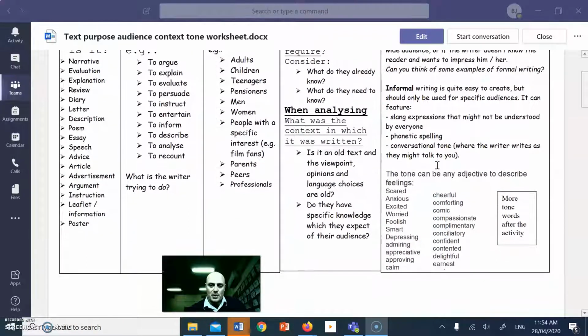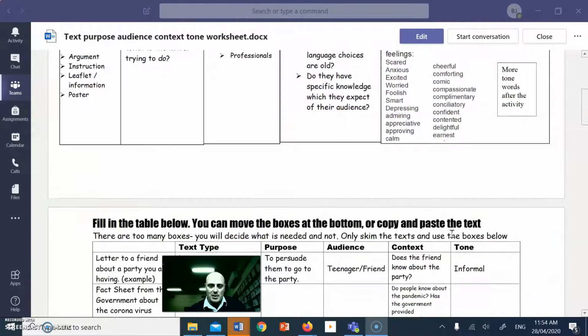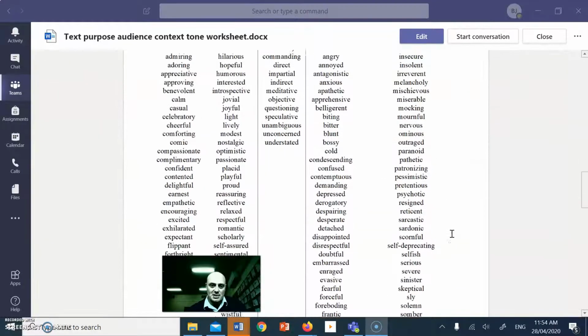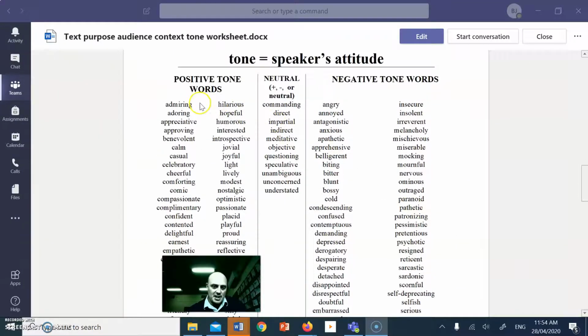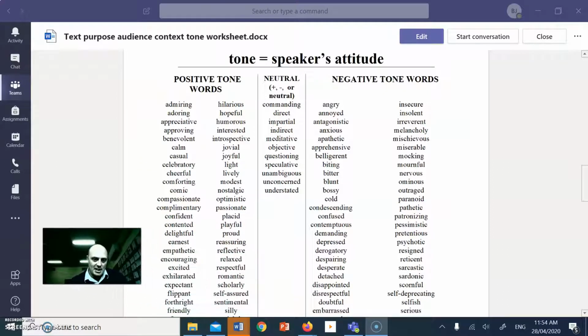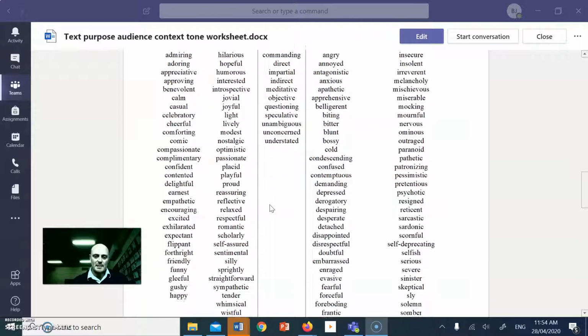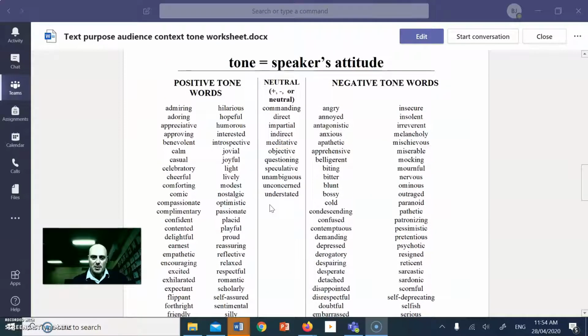Now, tone can also describe how the piece feels. Okay, does the writer sound scared or anxious about it? Okay, are they trying to make us scared or anxious about it? Or do they sound appreciative, cheerful, comforting, compassionate? Okay, we've got a million different ways to describe positive tone. Do they sound adoring, admiring? Do they sound relaxed? Do they sound modest? They're not boasting about their accomplishments. Or do they sound flippant? They're just not taking something seriously. Okay, we've got lots of very sophisticated words down here.